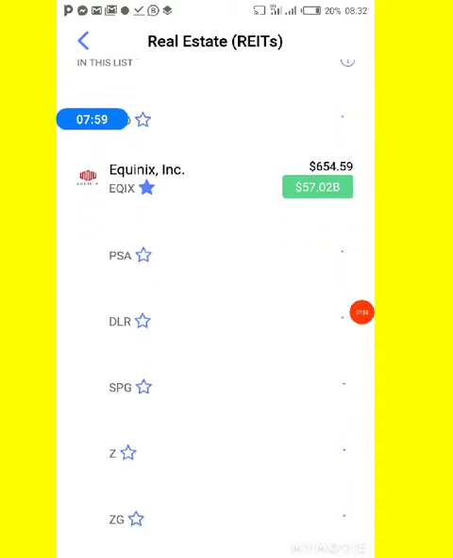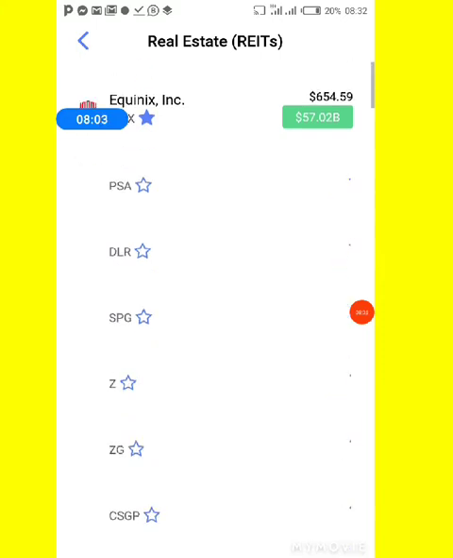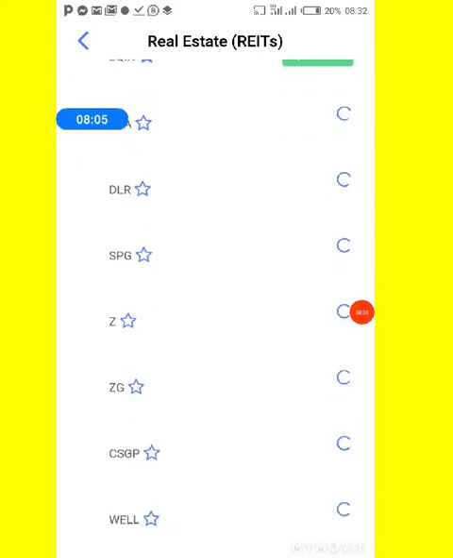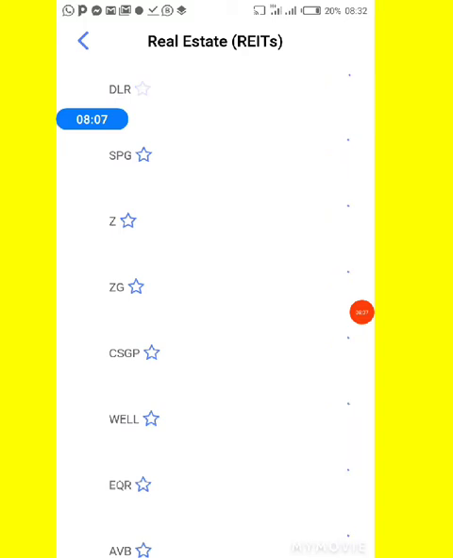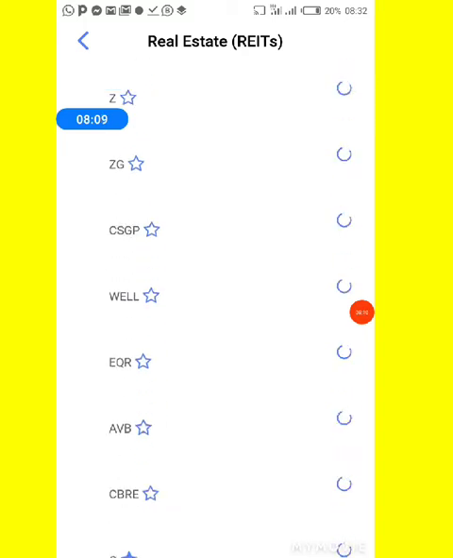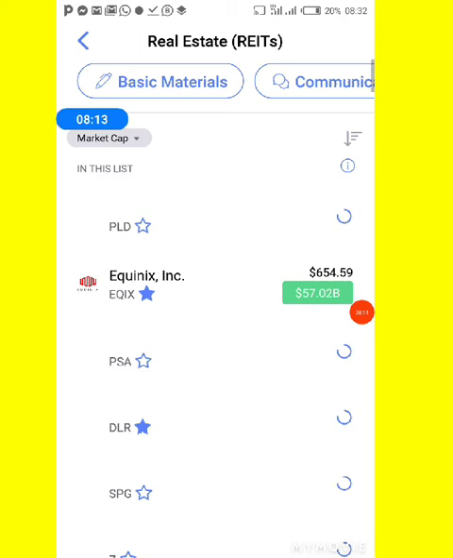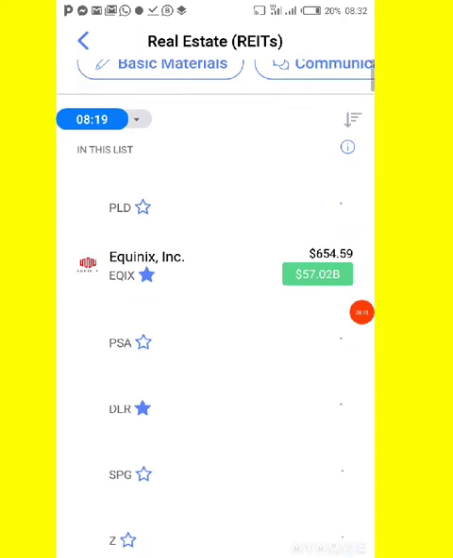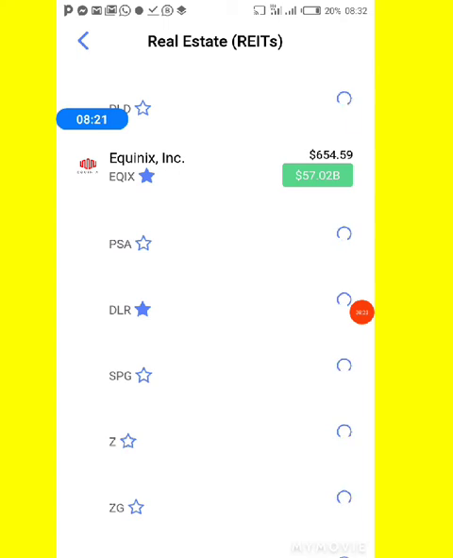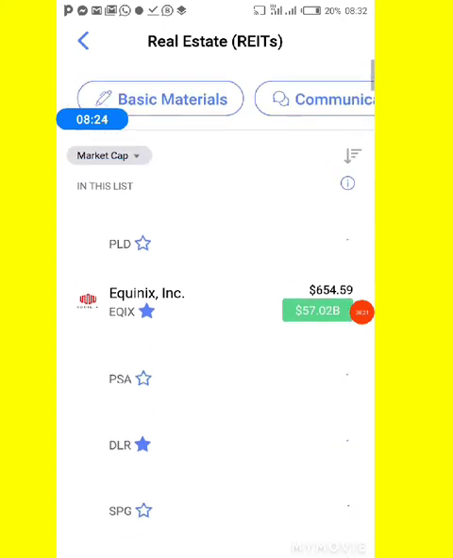You just click on the star. It's still loading. The network is not really friendly over here. So you just click on the star and make sure that the star is highlighted. Once you click on it and you see that the star is highlighted, okay, now DLR is highlighted. Please take note of it, because we are going to check if it's in the watch list.